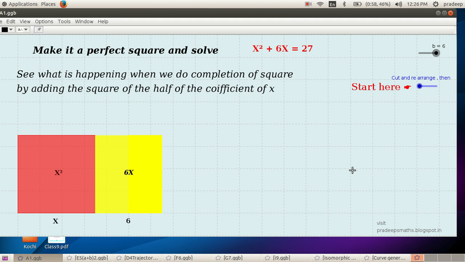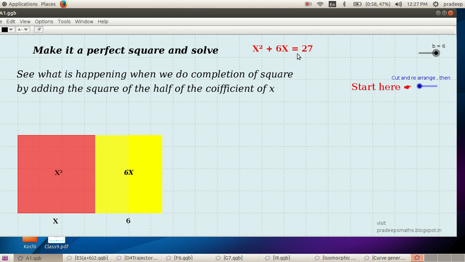This is a problem from quadratic equations. Here we are given a quadratic equation, x square plus 6x is equal to 27. We have to solve this equation by using completion of squares. For that, we have to add the square of the half of the coefficient of x, that is 3 square, on both sides of this equation to make it a perfect square.